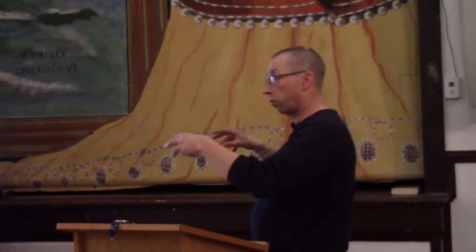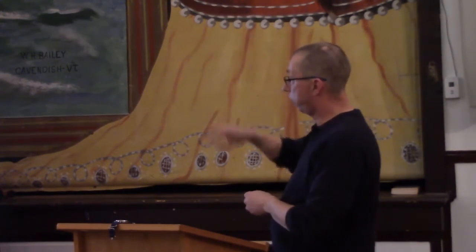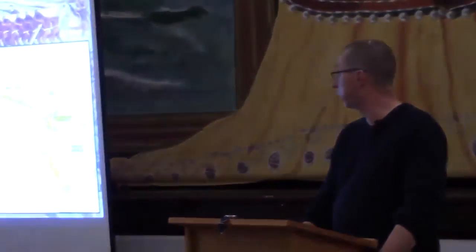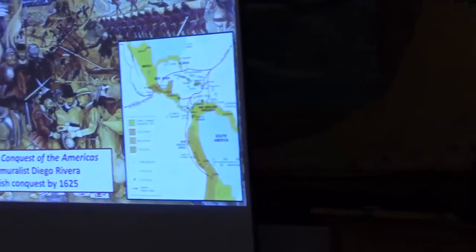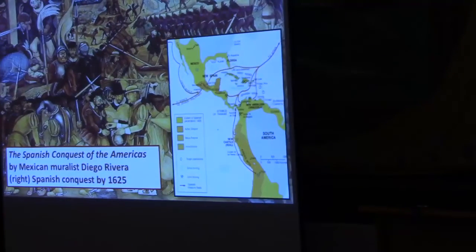So I mean, devastating disease, and on the basis of that, the establishment over the next sort of 100 years or so of a huge Spanish empire centered in Central America, but reaching north into the modern day United States, and south down the Andes, the old Inca Empire, and along the Atlantic coast of South America.